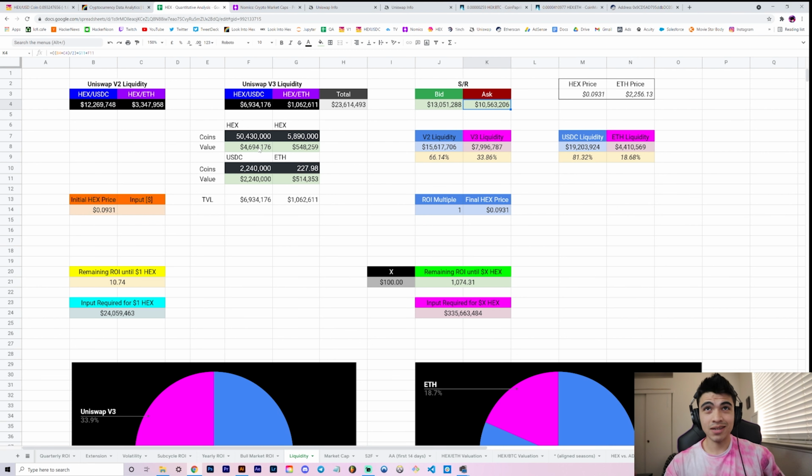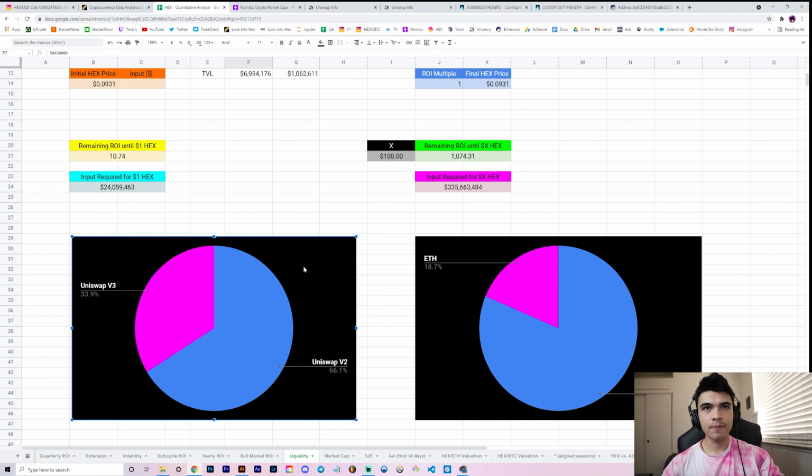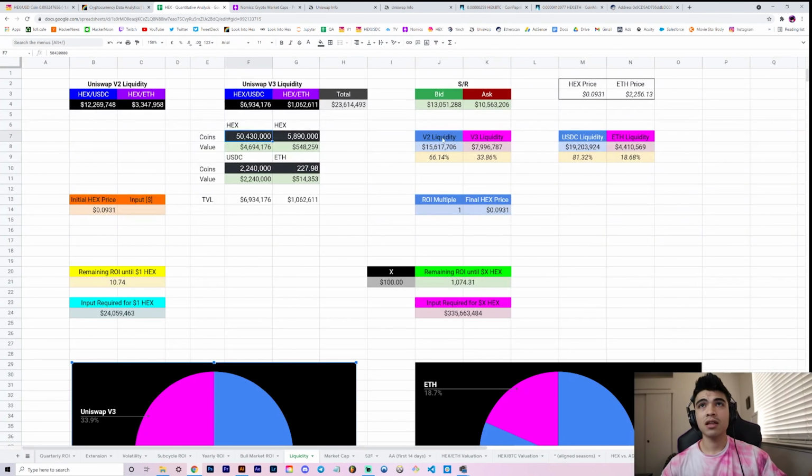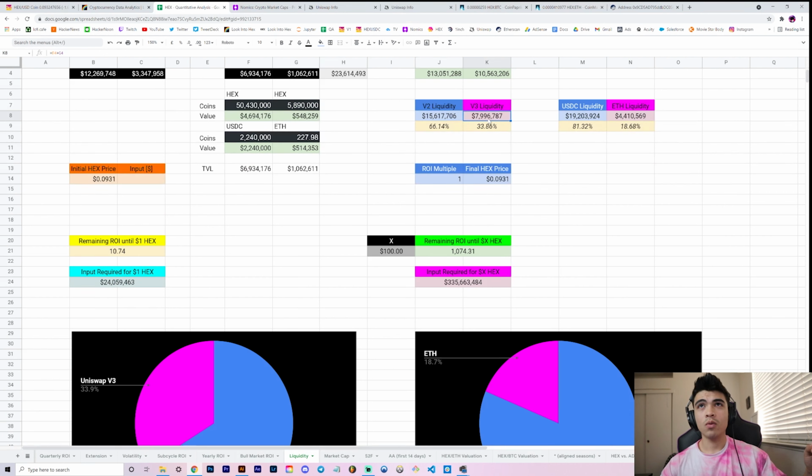I was just noticing as I was updating this chart earlier that we have a decent amount of HEX locked up in V3 already, and that's why I made these charts here, where Uniswap V2 still holds the majority of the liquidity for HEX at 66.1%. However, V3 is now quickly approaching, sitting at 34% of total liquidity. And if you want the actual figures, then I wrote them down over here. We calculated them with almost $16 million of liquidity on V2, with $8 million of liquidity on V3.